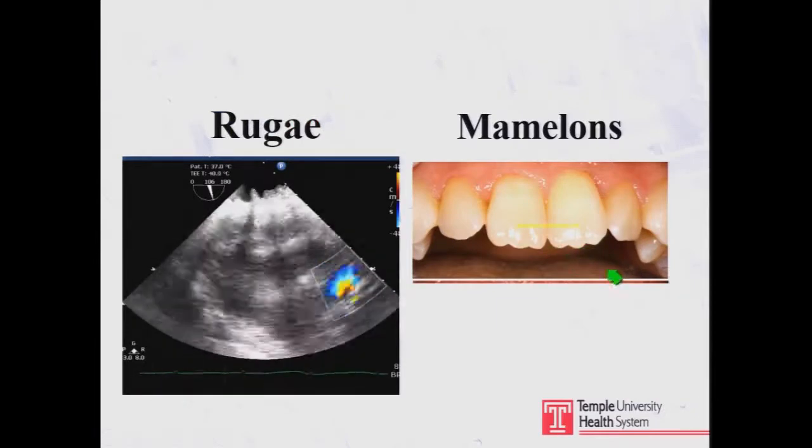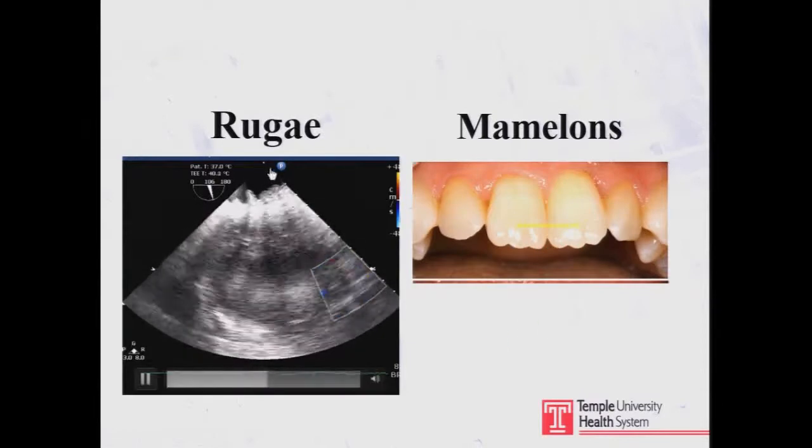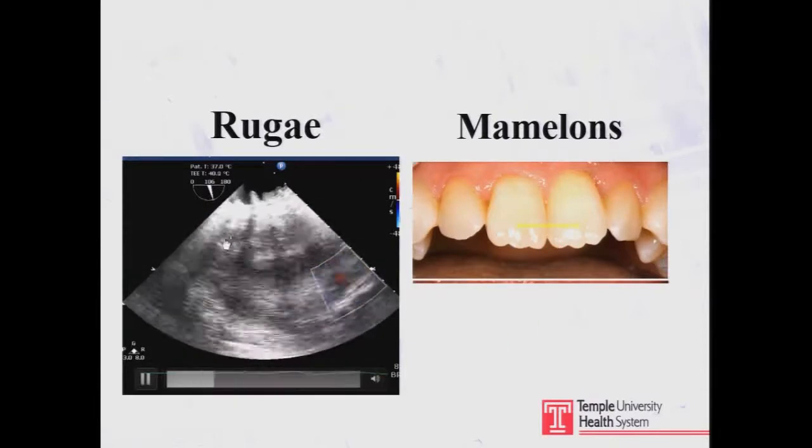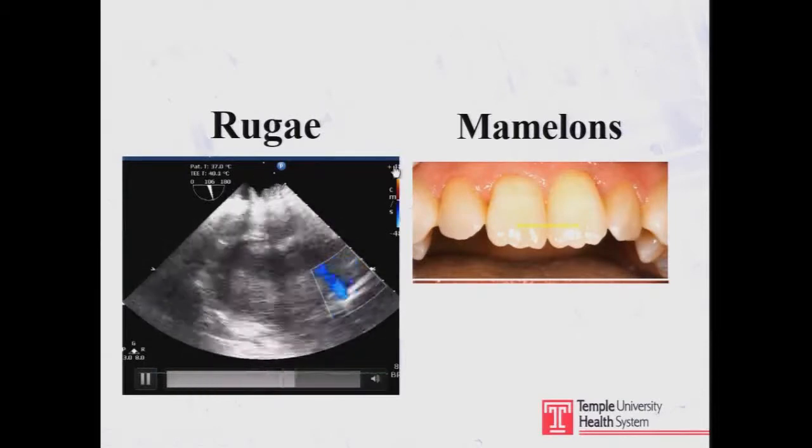So if your dentist tells you you have nice mamelons, don't be offended. And this is from a deep transthoracic. These are rugae of the stomach.